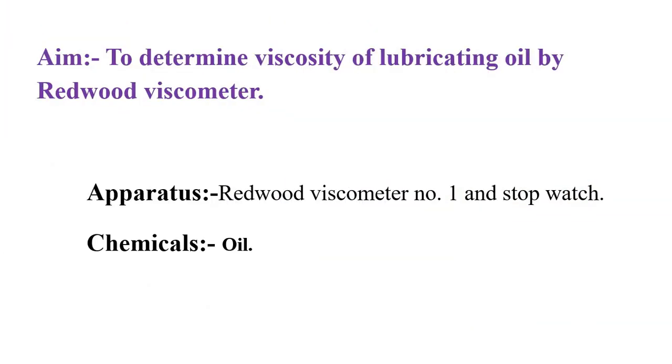Aim of this practical is to determine the viscosity of lubricating oil by Redwood viscometer. Apparatus we require: the instrument, that is Redwood viscometer number 1, and a stopwatch. Chemicals means the oil which is under test, which we are using here to determine the viscosity. Let us see the theory part first.